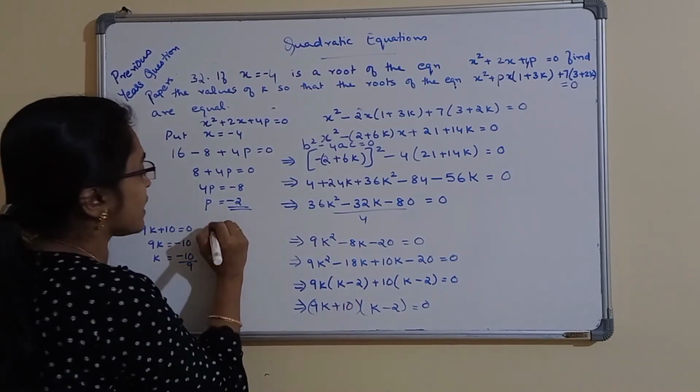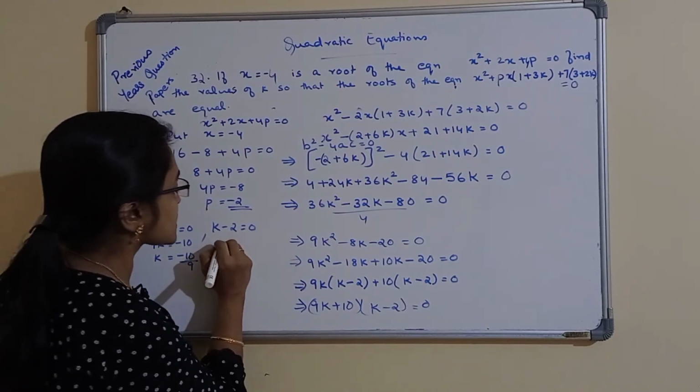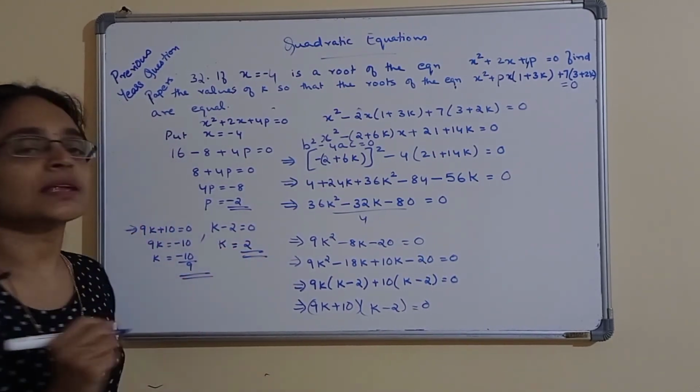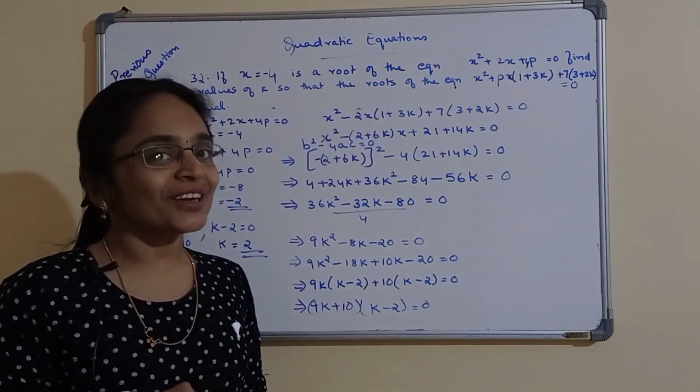And from this we have k minus 2 equal to 0. So k minus 2 equal to 0, which means k equal to 2. So minus 10 by 9 and 2 are the values of k. Okay, understood?